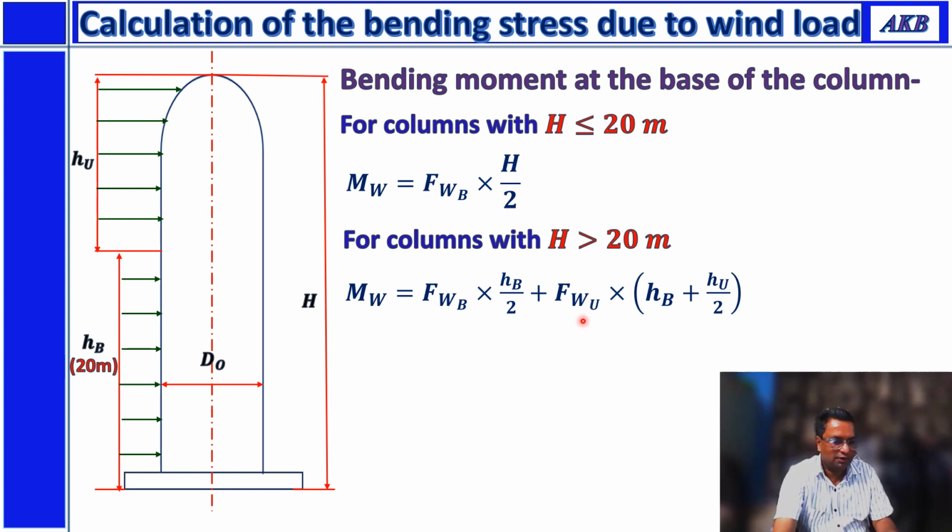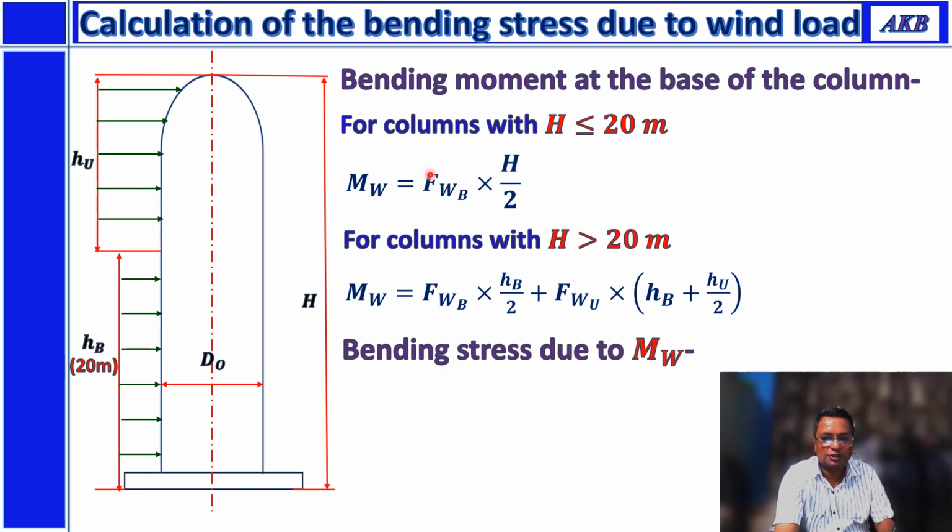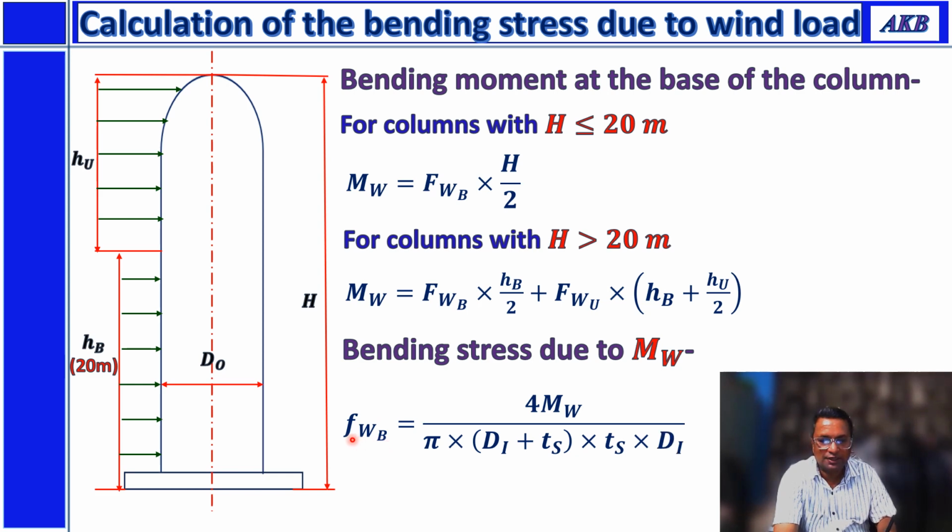We just saw equations for them, and then this bending moment is going to produce bending stress, and this bending stress is given by this equation. Fwb, that is bending stress under the action of wind, is equal to 4 Mw, the bending moment, divided by pi into (Di plus ts) into Di, where Di is the internal diameter of the column, ts is thickness of the column, and Mw is the bending moment that is to be obtained using these two equations.